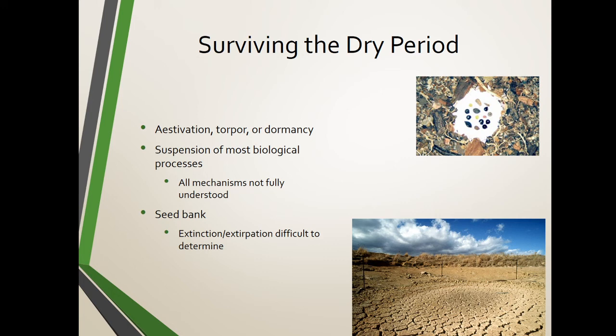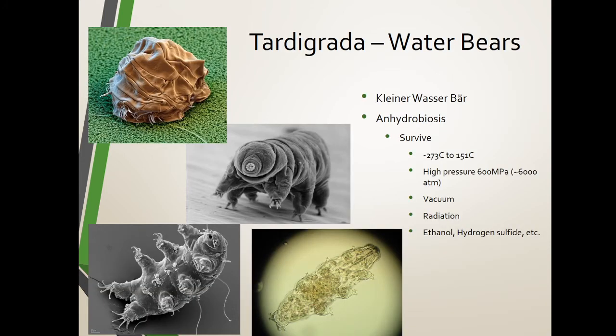So the first thing we see is resistance, one way that organisms really can survive these dry periods. And a great way to think about this is tardigrades. They were originally discovered by Germans, who called them kleiner Wasserbär, which means small water bear. And when they dry out, this is what they look like. This is a scanning electron microscope. This is through a light microscope.